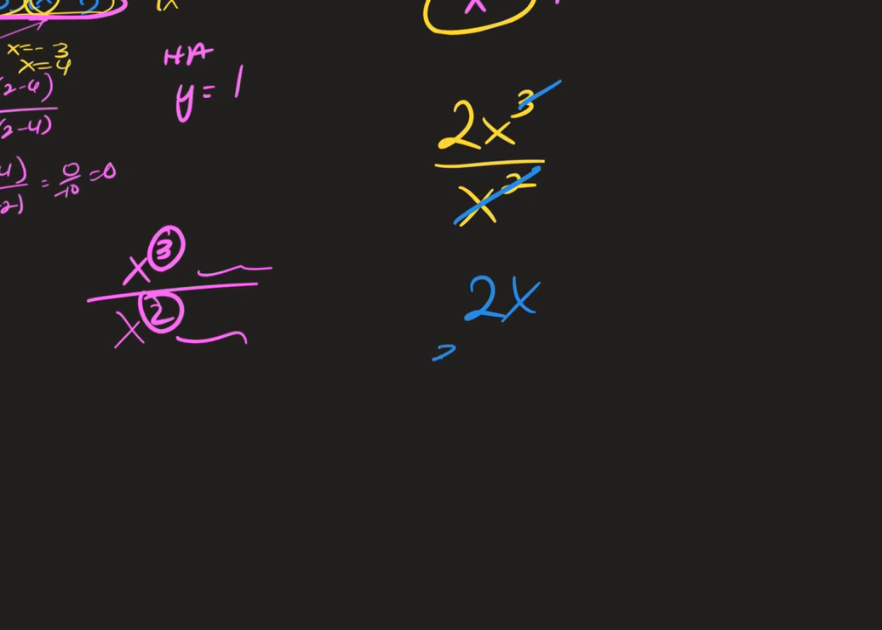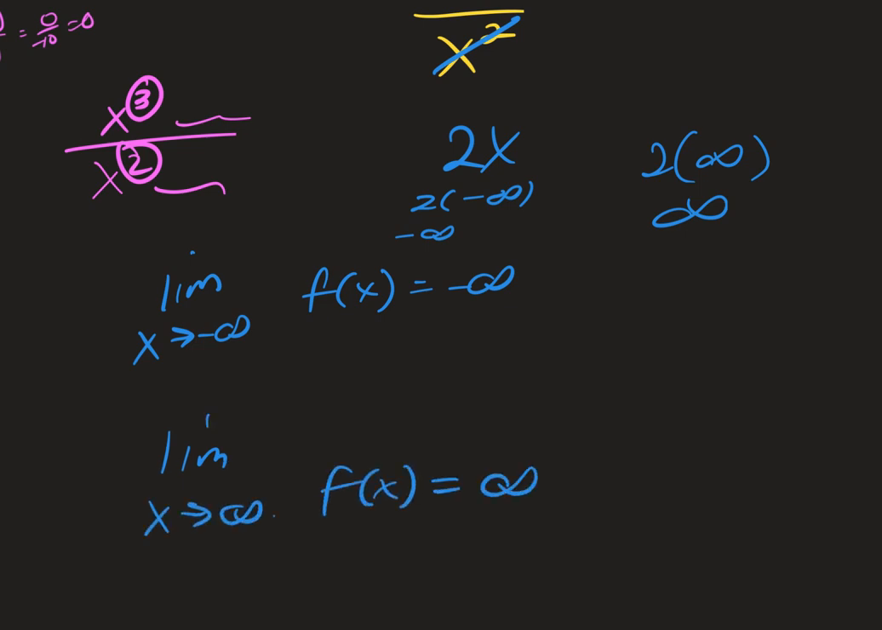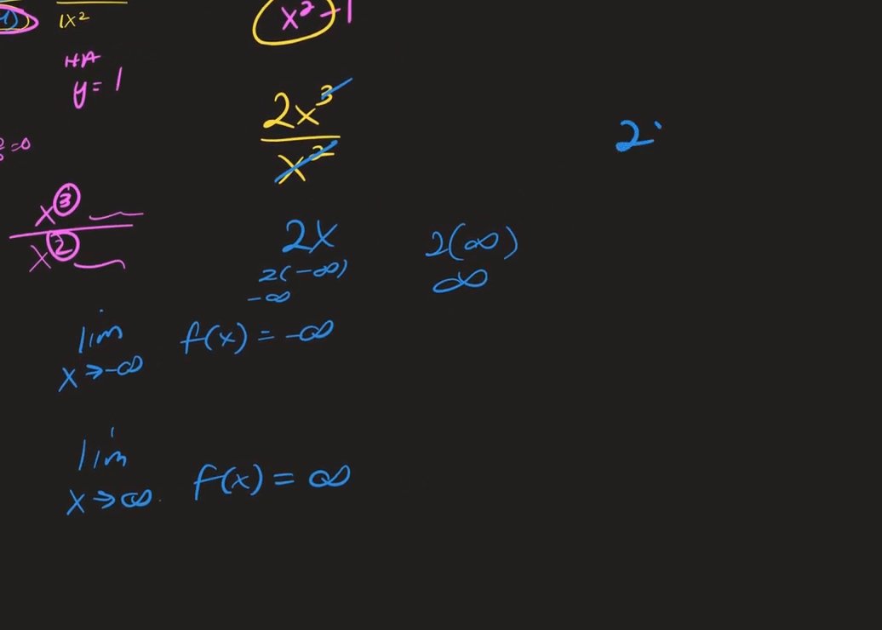So this one, if I plug in negative infinity, I get negative infinity. So the limit as x approaches negative infinity of f of x equals negative infinity. And if I plug in positive infinity, I get positive infinity. So the limit as x approaches positive infinity of f of x would equal positive infinity. It would be different, let's say, if this was 2x to the fourth over x squared. When I simplify that, I get 2x squared. If I plug in negative infinity, it becomes positive infinity. If I plug in positive infinity, it stays positive infinity. So that's one in which both ends would go up.